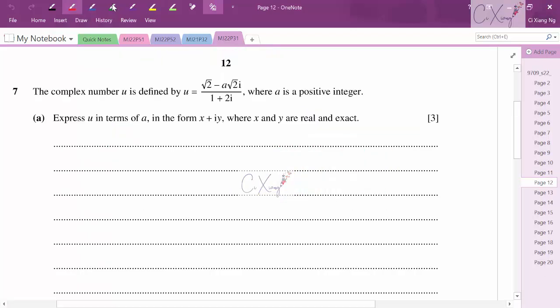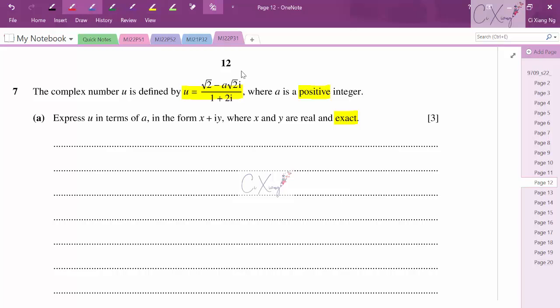So this is how we solve this question. Now question number 7. We have a complex number u, and it is defined by something like this, where a is a positive integer. They want us to express u in terms of a in the form x plus yi, where x and y are real and exact.